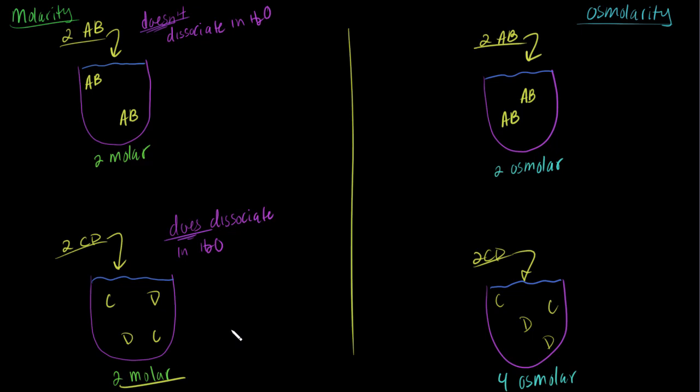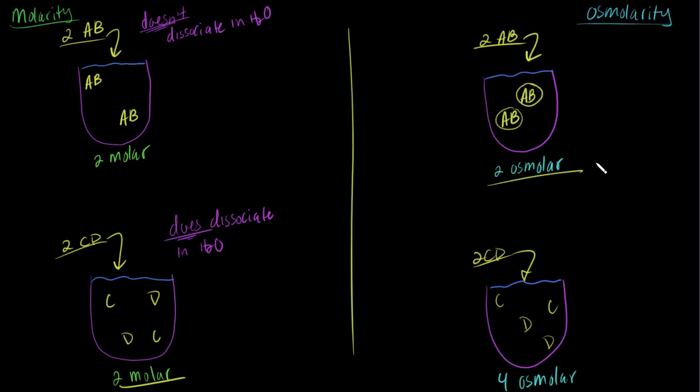because with molarity, we don't care about what happens to them. We just know that we put in 2 moles of CD into 1 liter, that's a 2 molar solution. We don't care that they fell apart. Contrast that with osmolarity over here. We put in 2 moles of AB and we know they don't dissociate from each other, so here's 1 thing floating around, 2 things floating around.